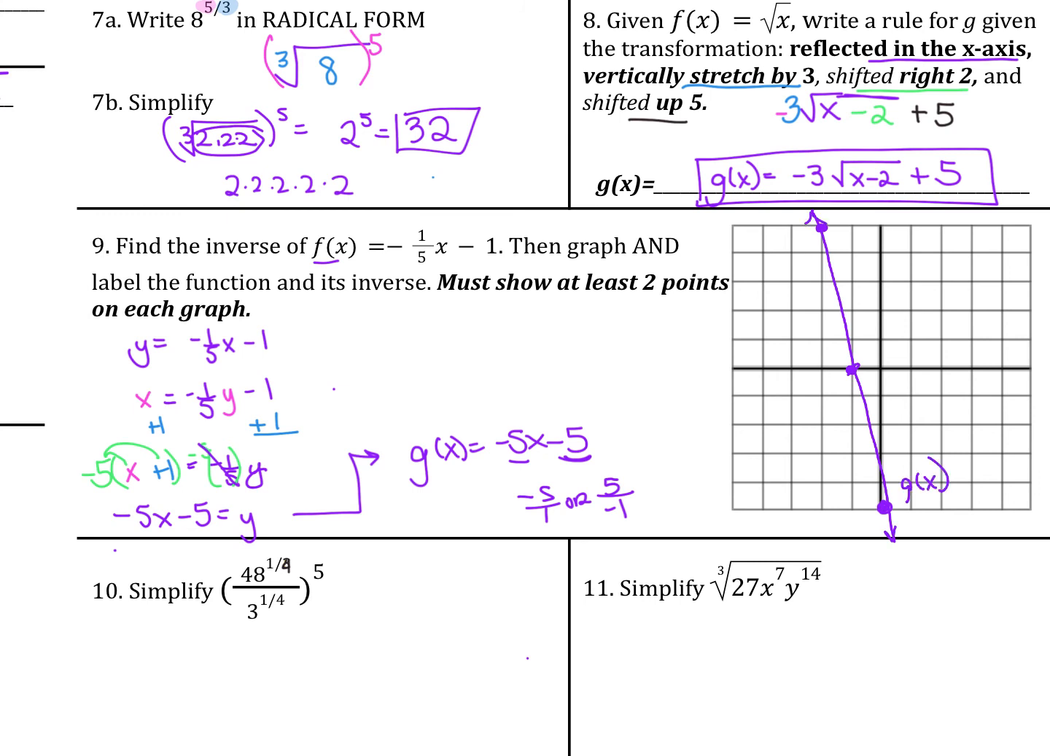So remember the top is the rise over run. So positive means up, negative means down. And then positive 1 means right, negative 1 means left. Okay, just as a reminder of how to graph.